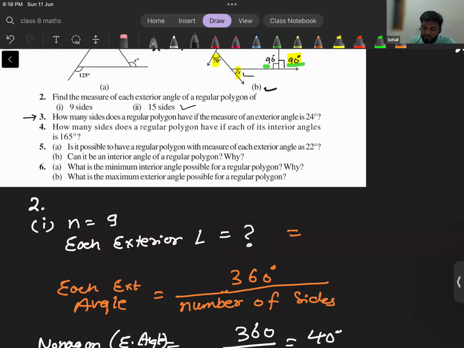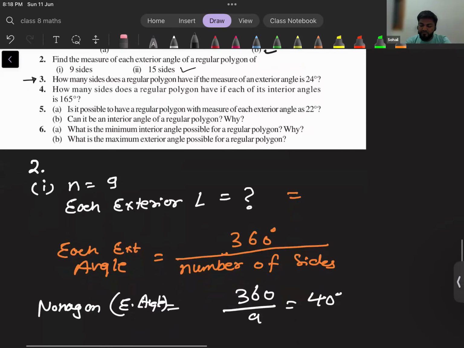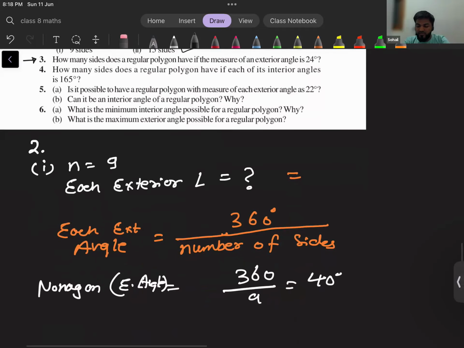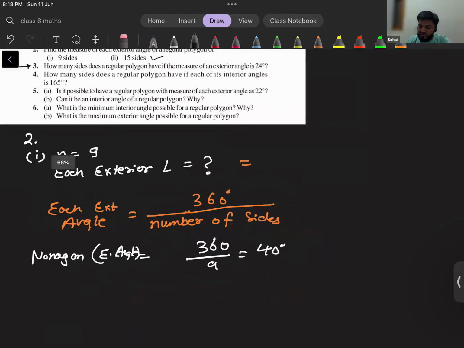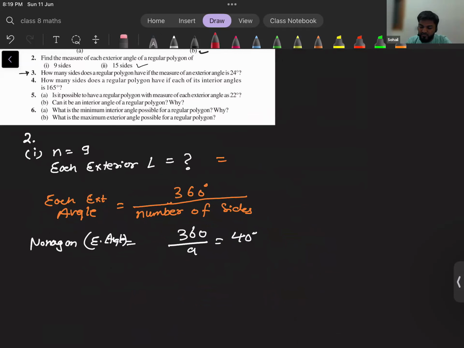Now move on to question number 3. How many sides does a regular polygon have if the measure of an exterior angle is 24 degrees? Solve this one, it's an interesting question. Sir, it is 15. Exactly, guys, it is going to be 15 here, right? Sir, you provided us with this question as homework.